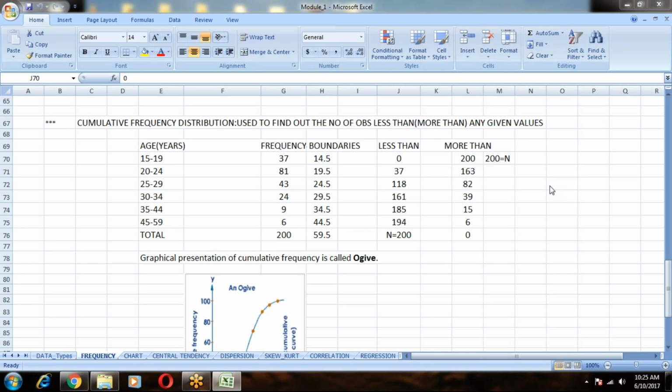Now, if I ask you what is the number of students in my class whose age is less than or below 14.5? How many students are there whose age is below 14.5 according to this data? Is there anyone whose age is below 14.5, guys? Ravinder, you also agree? And Abu? Okay. So it's 0. The less than frequency starts from 0 because no one is there whose age is below 14.5.